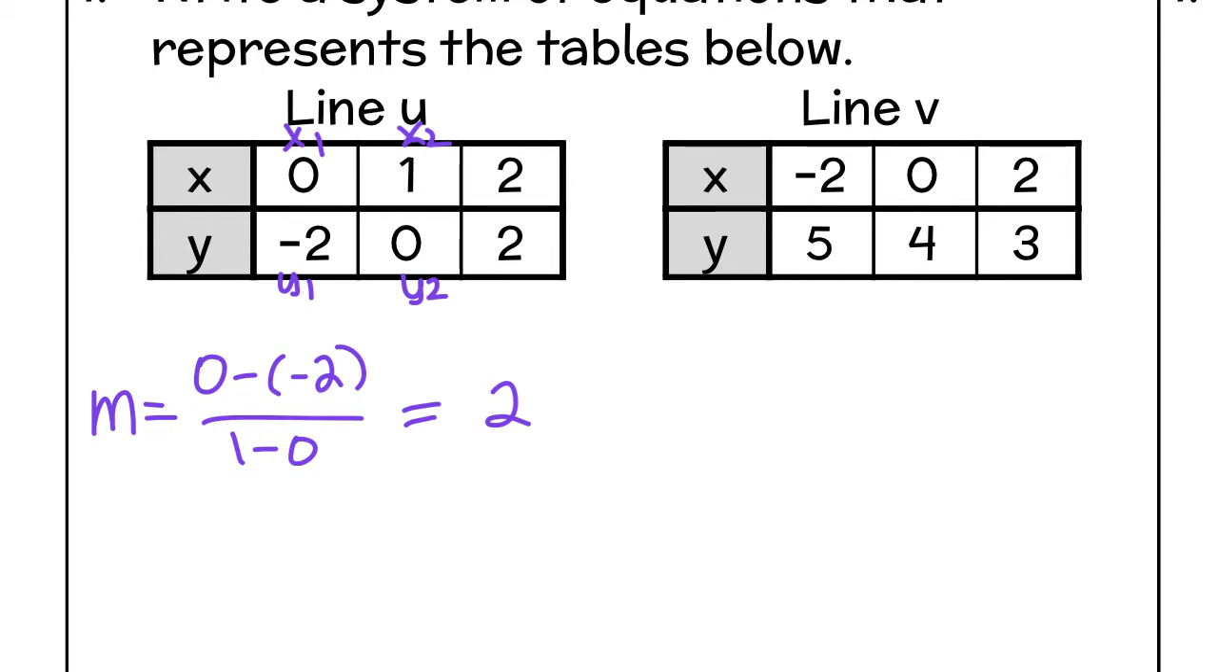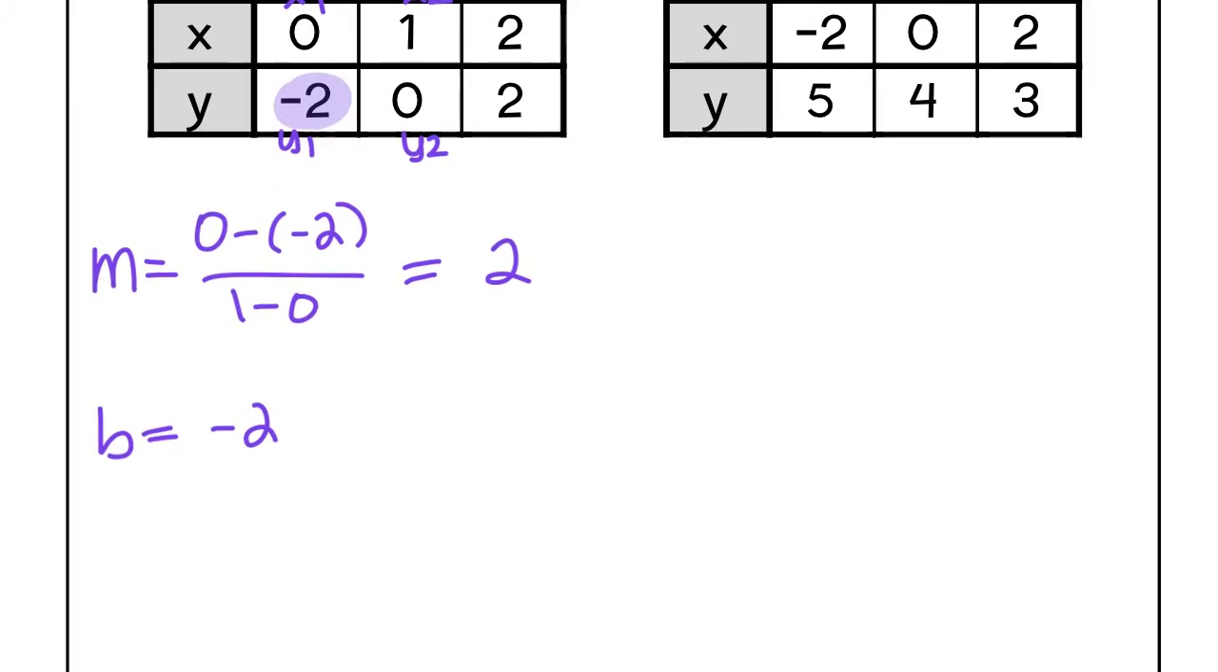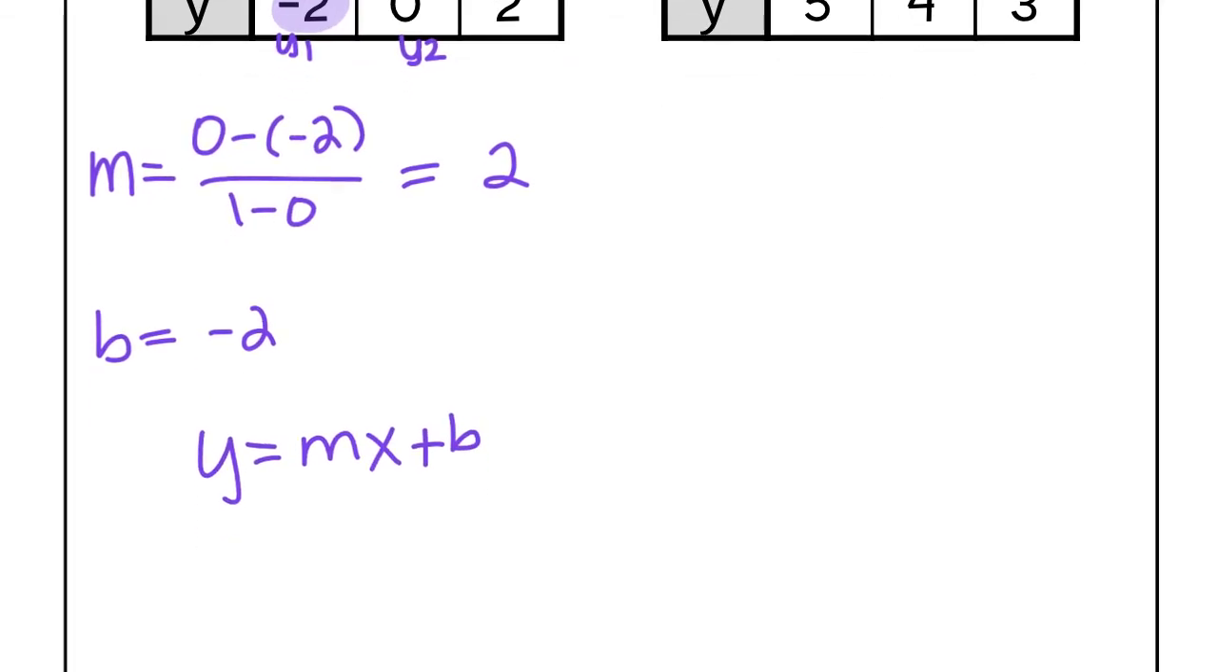The other thing I need to find is my y-intercept, so b. So when you look at the table, look for where x equals 0. So for us, it's that first point. So this right here represents my y-intercept. So b equals negative 2. So now that I have both of those numbers, remember our format, y equals mx plus b, I'm going to fill in the two numbers that I have. So y equals 2x minus 2.